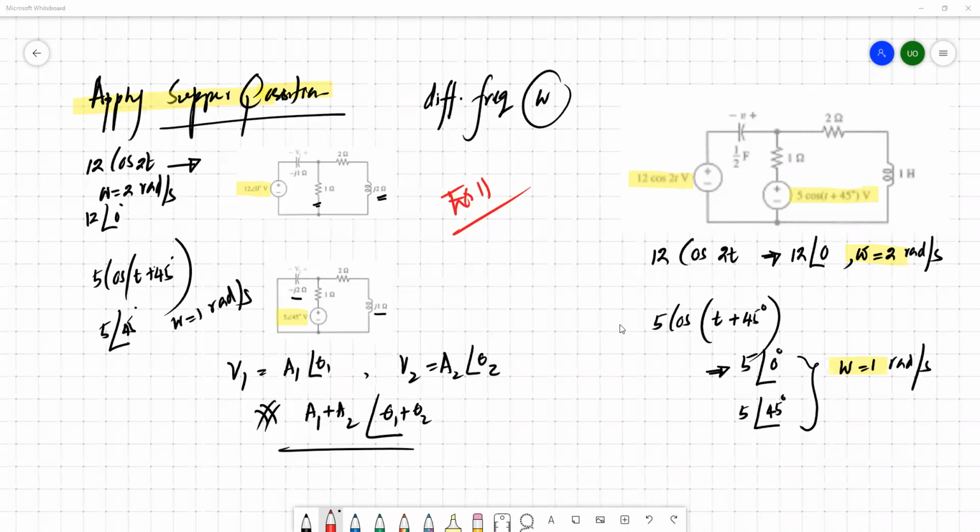If you don't have any questions, next time we'll move on to phasor diagrams. Now that we did phasor circuits, next time we'll discuss one or two examples for phasor diagrams. Then we'll move to the second order differential equation.